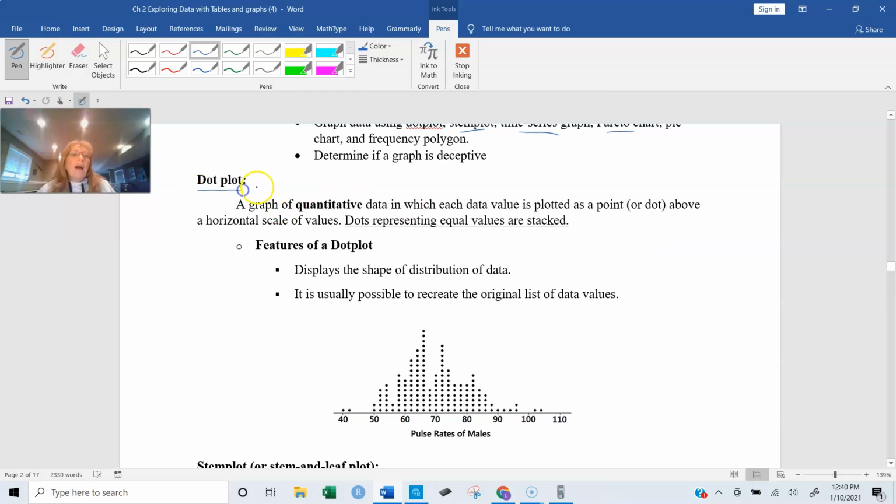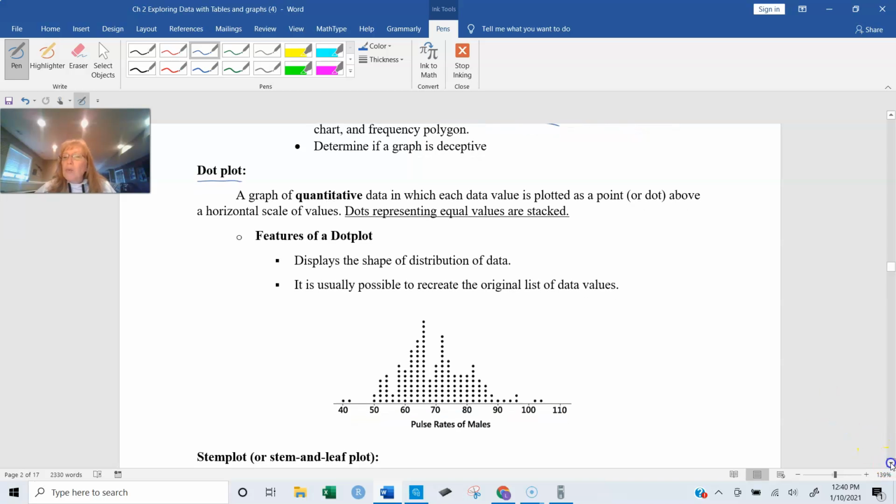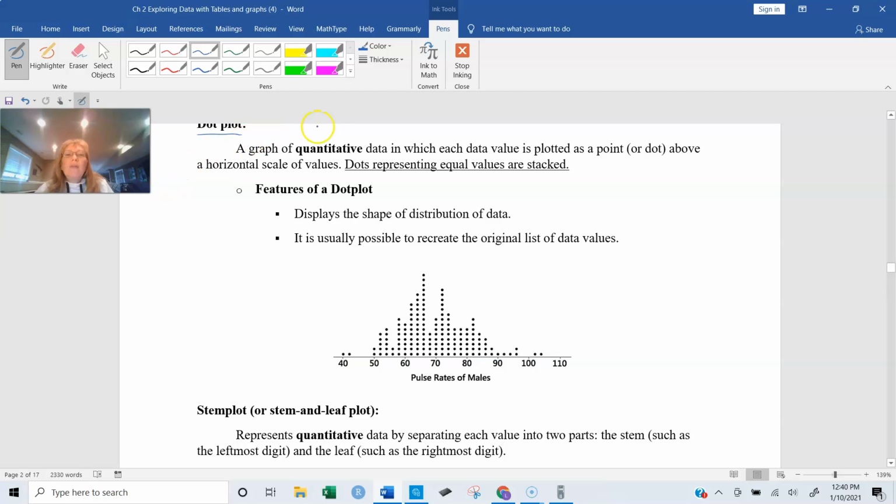In the dot plot, I know a lot of these you've seen when you were younger, so this hopefully is just a refresher. But a dot plot is really nice because you can reconstruct your data just by looking at it. So in a dot plot, you have every data value on the bottom. We're going to go from 40 to 110, and the dots above represent those numbers. If you look here, we're going from 40 to 50, right? So I'm going by twos.